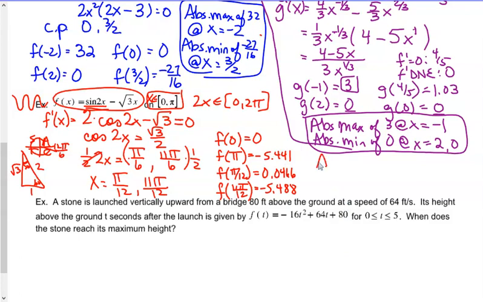So we have an absolute max of 0.0466 at pi over 12. And then we have an absolute min of negative 5.488 at 11 pi over 12. And those are our final answers for those.